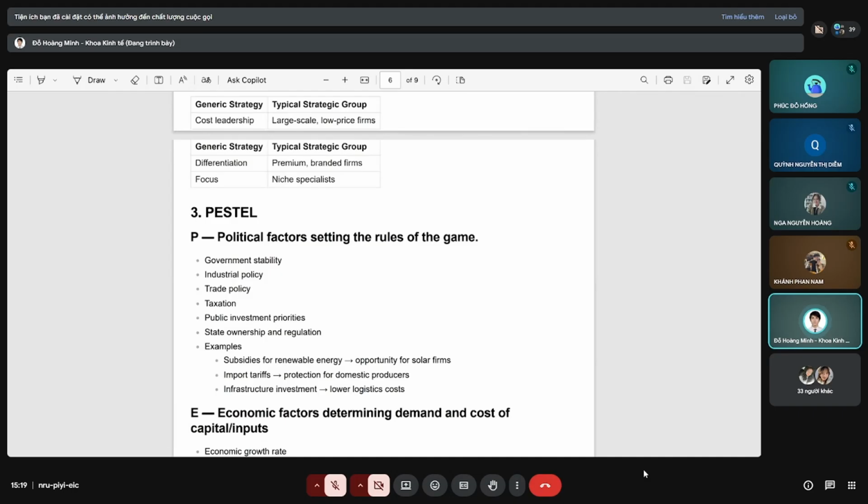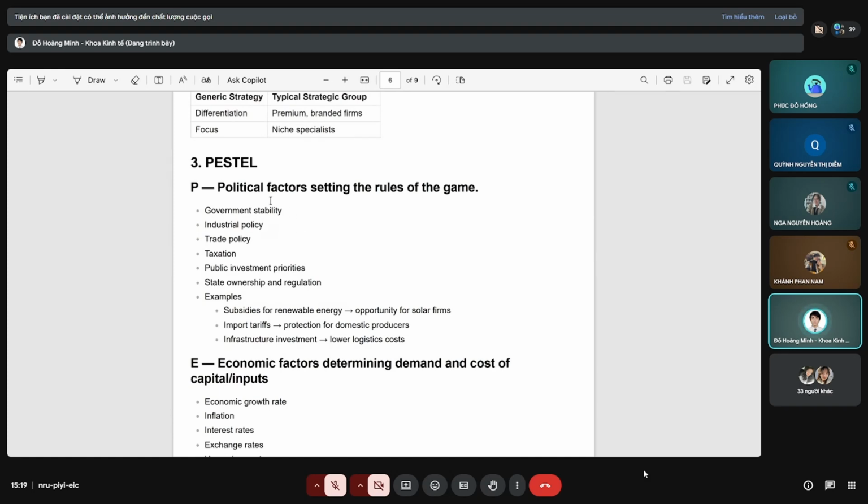So I move to the first one, political. Political factors include government stability, industry policy, trade policy, taxation, public investment priorities, state ownership, and regulation. Okay, and this is how these factors can have influence on the whole industry.